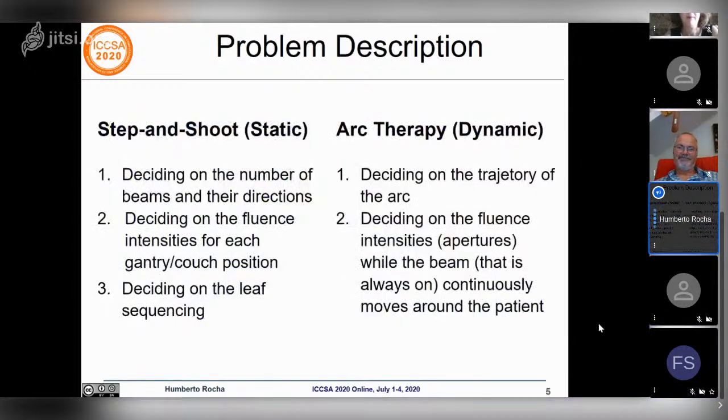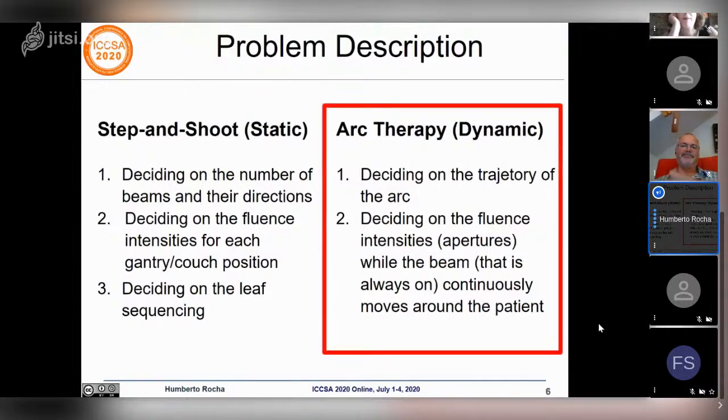So basically, we have two different types of treatment techniques, a static one, also known as step and shoot, and a rotational one that has the beam always on. In this study, we will focus on ARC therapy. The latest generation of linear accelerators allows simultaneous movement of both the couch and the gantry, provided that collisions are avoided. This work focuses on the optimization of these ARC trajectories.